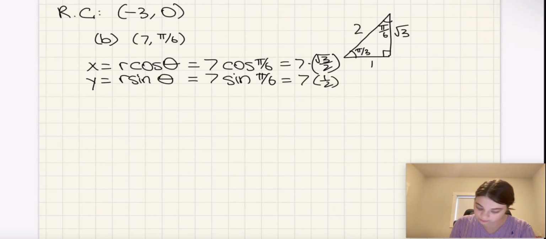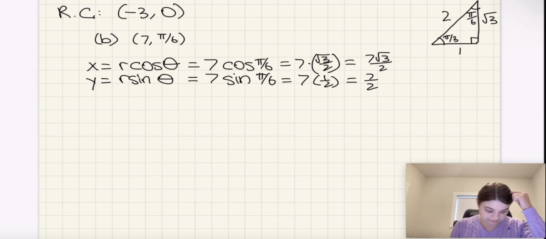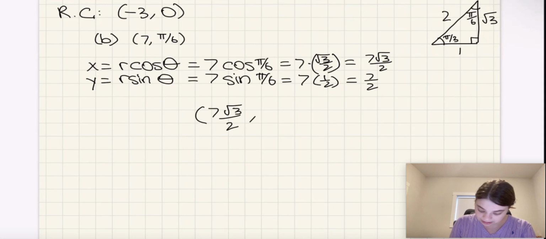So therefore, for this one, I'm just going to move this out of the way a little bit here. For this one, we would have 7 root 3 over 2. For this one, we would have 7 over 2. Also, 3.5 would work for that one as well. And so therefore, the rectangular coordinates would be 7 root 3 over 2, comma 7 over 2.